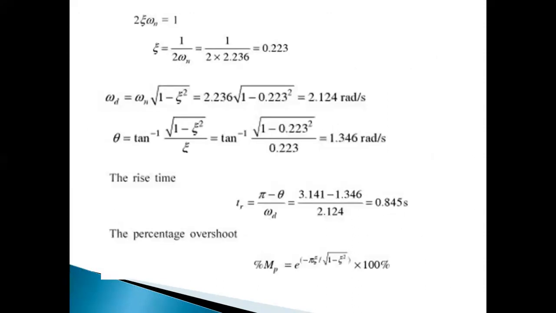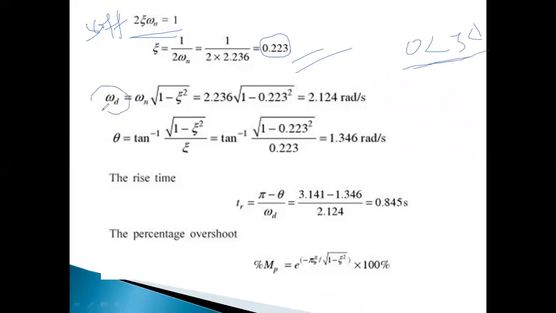So here I have equated 2ζωn, that is the s coefficient. Comparing s coefficients, you will get 2ζωn is equal to 1. So ζ is equal to 0.223. This is an underdamped system, since the ζ value lies between 0 and 1. So we can easily say this is the underdamped response of the system.